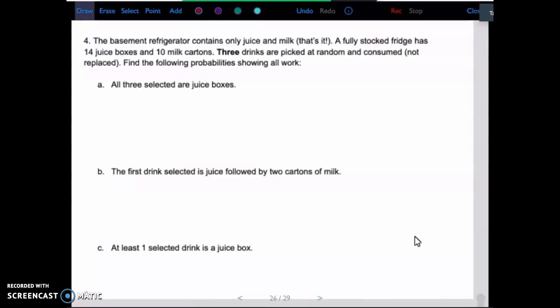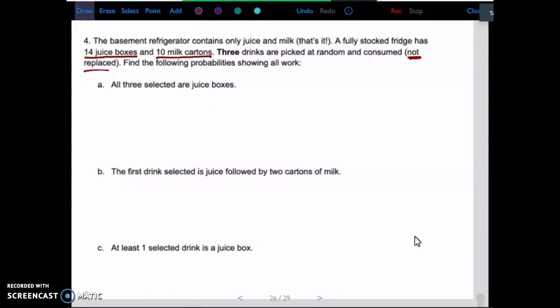The basement refrigerator contains only juice and milk. That's it. A fully stocked fridge has 14 juice boxes. Sounds good. And 10 milk cartons. Not as good. 3 drinks are always picked at random in this example, and they are consumed, which means that we're not replacing. So these are actually called dependent events, and we're going to have to adjust the different probabilities.